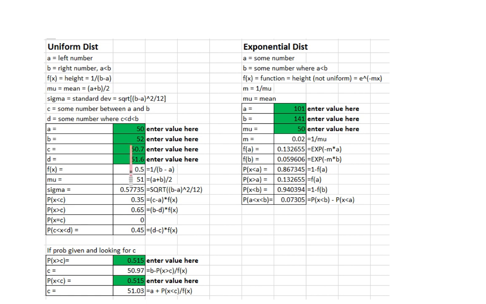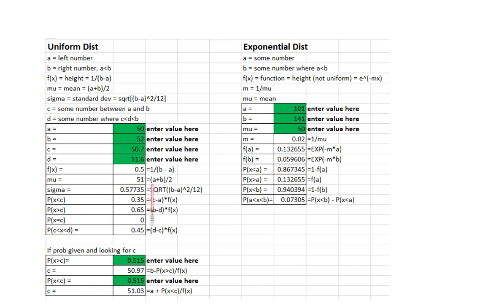We have our ending point. This is a point of interest, and this is some other D value. Here's my f of x, and to find this, what I did was I did an equals, and then I did 1 divided by, I grabbed this cell, which is the B cell, subtracting off this A cell, and so here is my height, or in other words, my uniform distribution function.